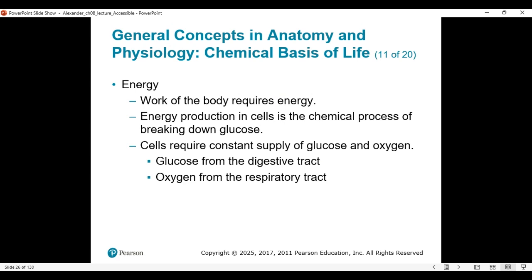Energy, right? We need energy for the body to work. All cells need energy. It's a chemical process of breaking down glucose. It requires a constant supply of glucose and oxygen. It gets the glucose from the digestive tract. We eat, the digestive tract digests, and that's where we get the glucose. And of course, the oxygen comes from the respiratory system.